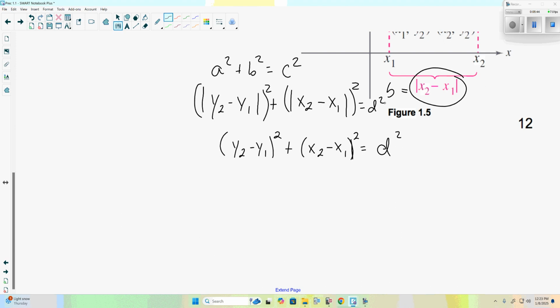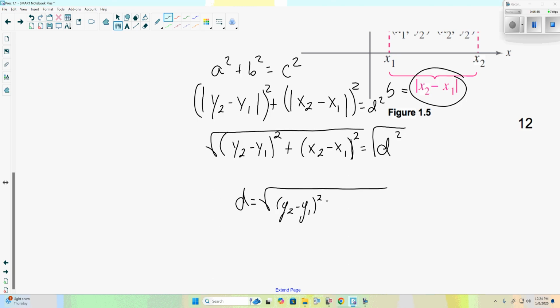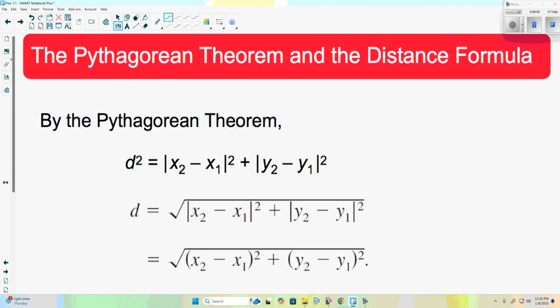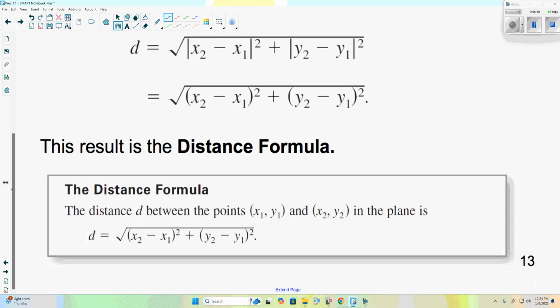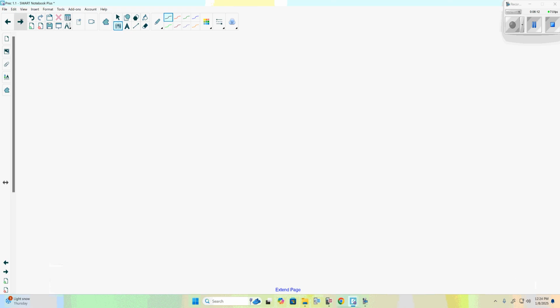But I don't want to know what the distance squared is, I just want to know the distance. And to find that, we can take the square root, which is actually our distance formula. So actually using the Pythagorean theorem, we can find our distance formula. Is this here?